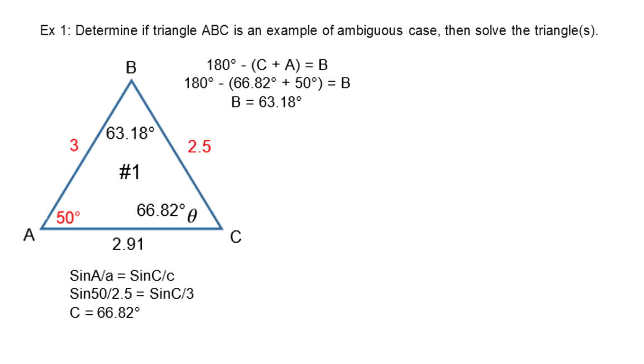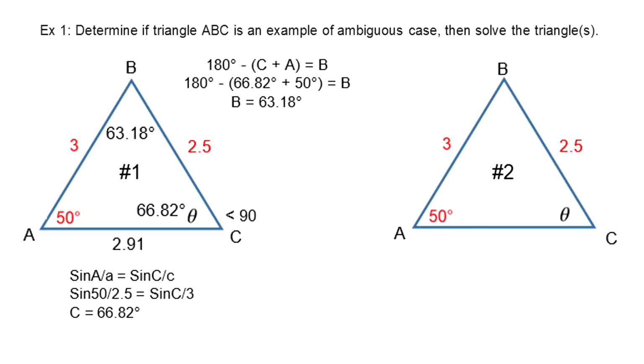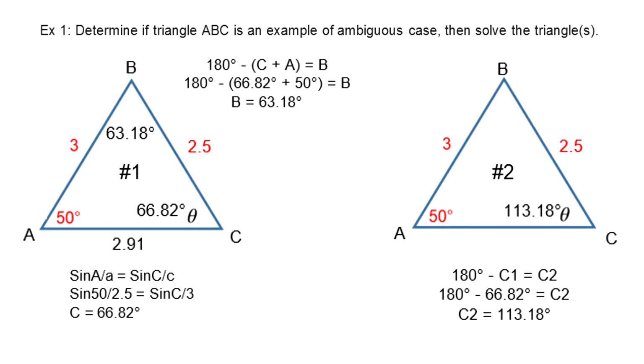Looking at angle C from triangle number 1, we can see that it's an acute angle, so angle C for triangle number 2 must be an obtuse angle. We can figure out this angle by subtracting 66.82, which is angle C from triangle number 1, from 180 degrees to give us 113.18 degrees for angle C on triangle number 2. We can now finish solving angle B and side b to complete triangle number 2 as normal.